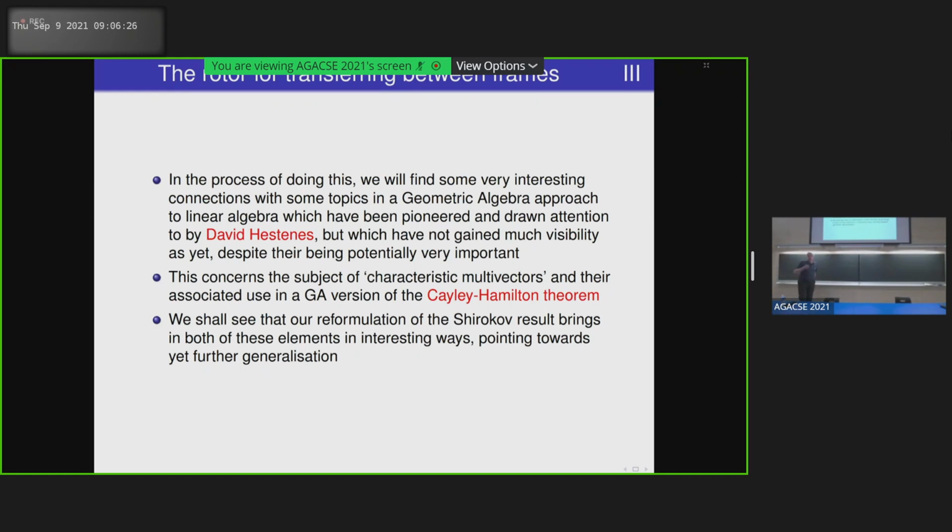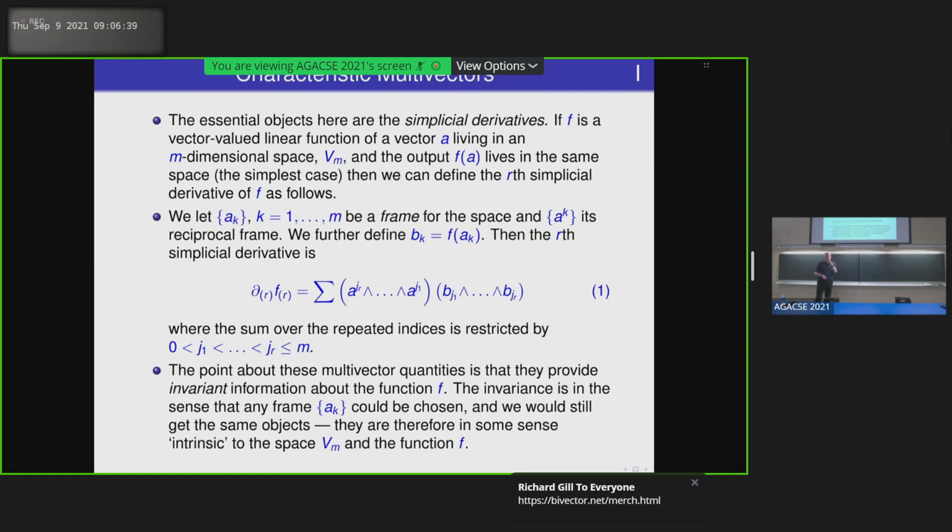And you'll see that the reformulation of the Shirokov result brings in both these elements in interesting ways, pointing towards yet further generalization. I'm sure we haven't got to the end of this area yet. So the essential objects, introduced by David in the Hestenes and Sobczyk book, are called simplicial derivatives.